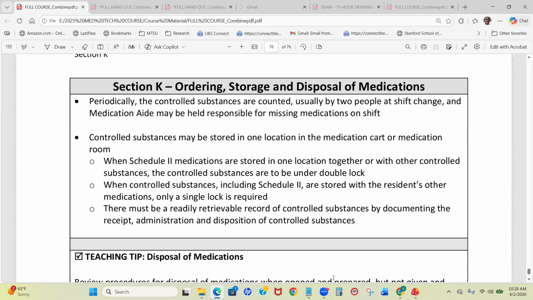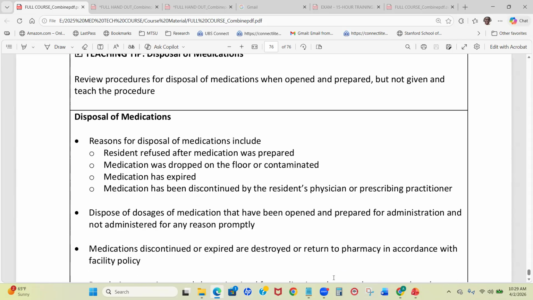When Schedule 2 medications are stored in one location together with the other controlled substances, you want to make sure that they are under double lock. So if they don't have a specific key for the narcotic and it is stored with the others, make sure all of it is under lock that you have control over, and don't leave it for anybody. No matter what the circumstance, don't leave it for anybody. There must be a readable, retrievable record of controlled substances by documenting the receipt, administration, and disposition of that medication. It's very, very important.